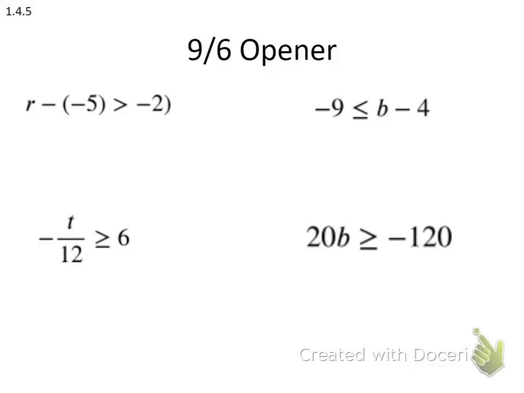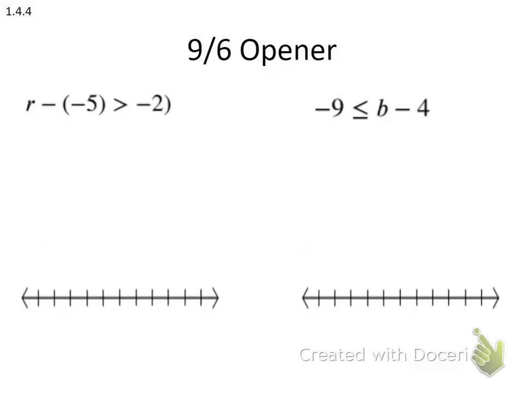Okay, so today's opener is going to resemble the quiz that you are going to take in just a moment. When we're solving inequalities, we're still going to make sure that we circle our variable and draw our line of equality through the inequality sign. So this one we have r minus negative 5 is greater than negative 2.